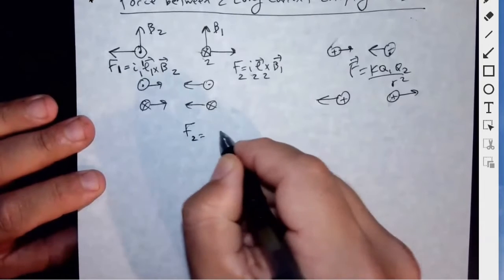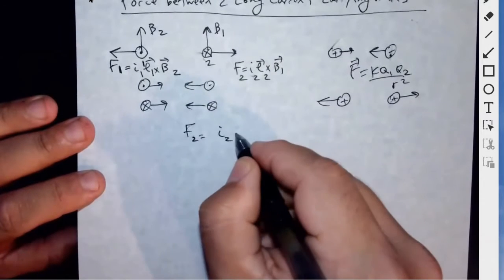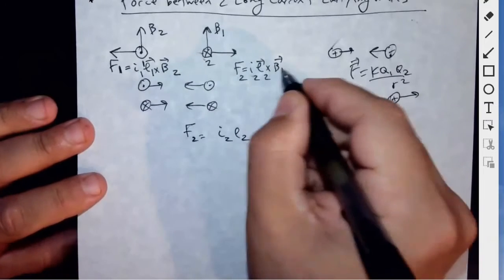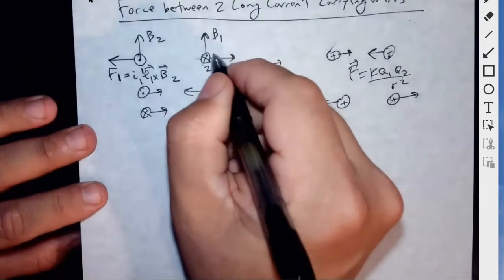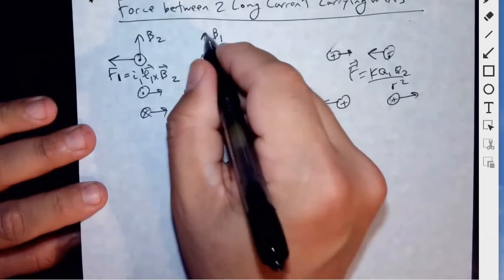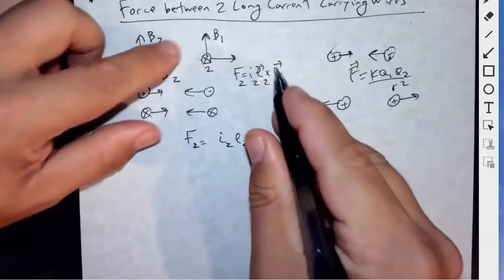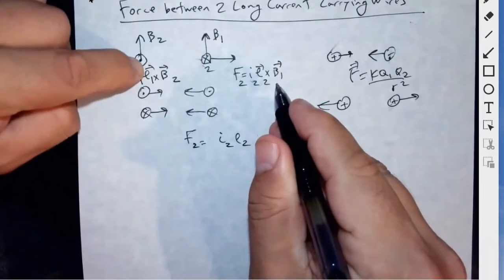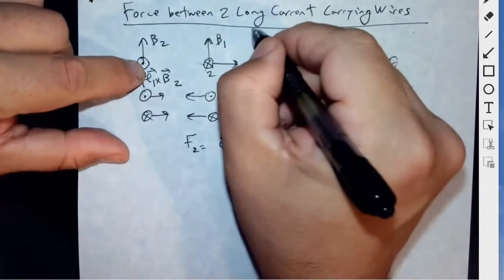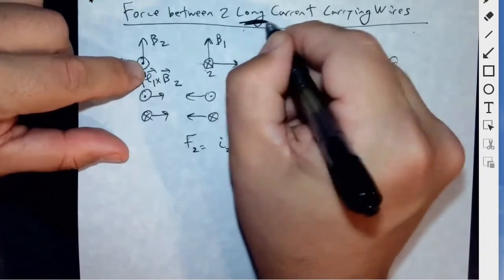So then what's that equation going to be? F2 is going to be I2 L2. Of course, L and B are perpendicular because L is going into the board and B is this way. So L2, and then the B field created by a long wire. Notice that my equation only works if the wires are long.